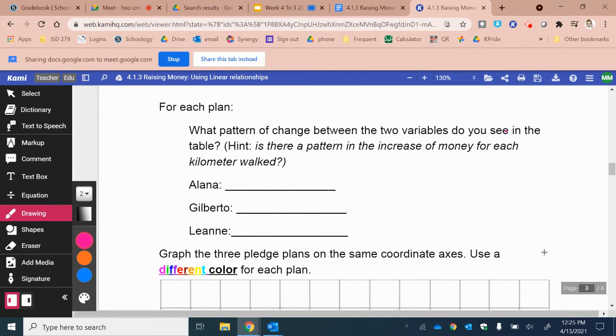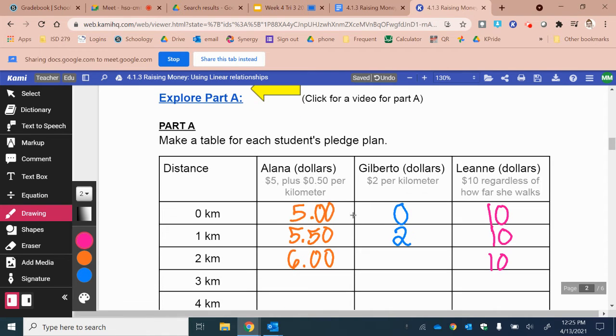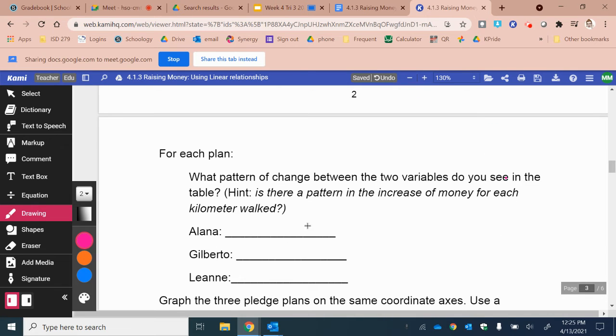All right, on page 3, it says for each plan, what pattern of change between the 2 variables do you see in the table? So hint, is there a pattern in the increase of money? So as you look back on your table, what's the increase of money? So I see in here, we have a 50-cent increase each time. What's the increase here? What's the increase here? And you're basically going to say every time you jump down a row, what is that increase? So you're going to explain how much does it increase each time.